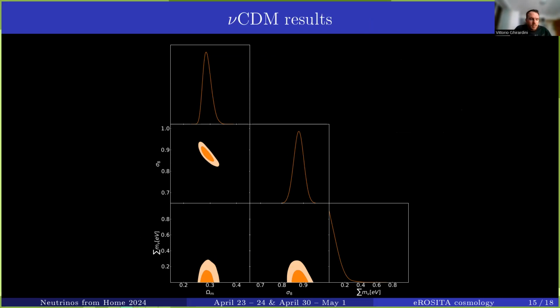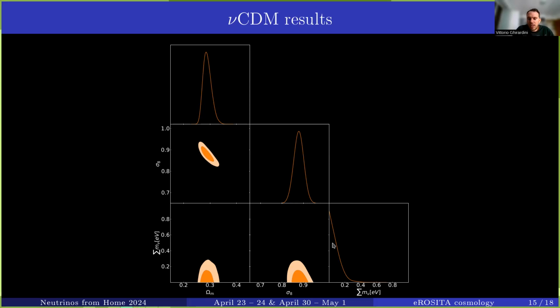For the viewers who are not familiar, we also show two very common cosmological parameters other than the sum of neutrino masses, which are omega matter, or how much matter there is in the universe, and sigma 8, which is the RMS of fluctuations in spheres in the universe. And this is where our result lies.